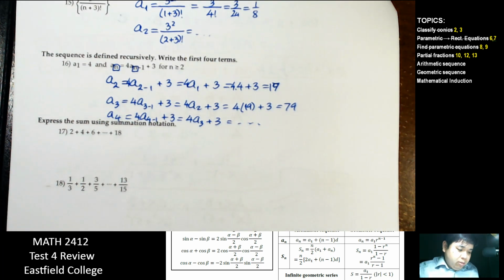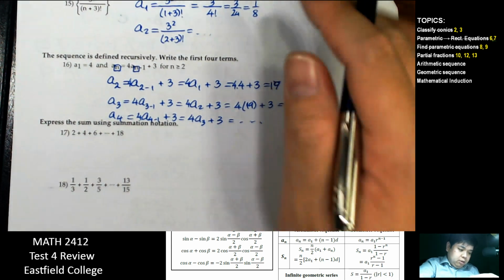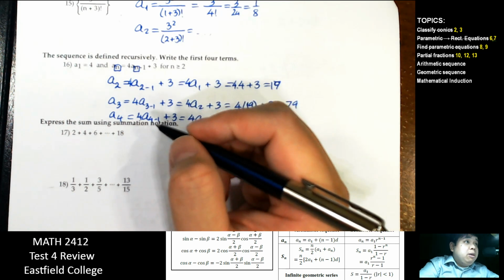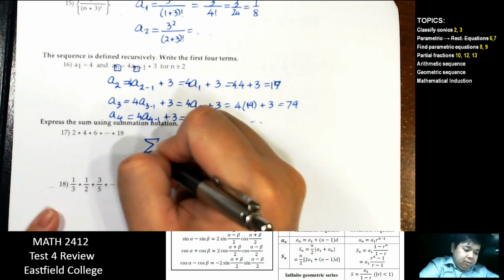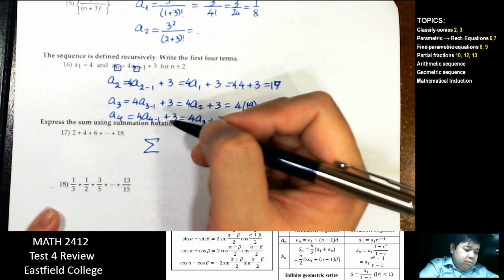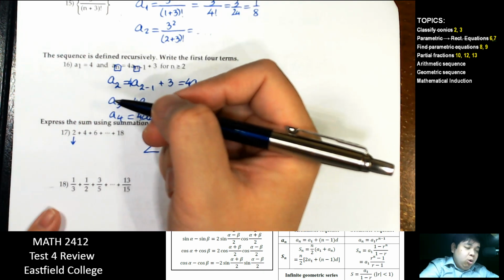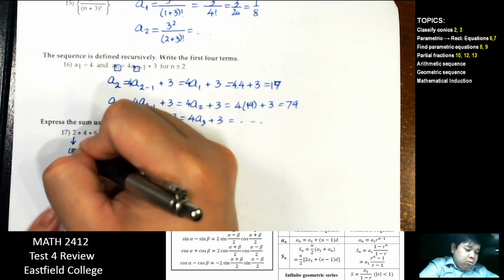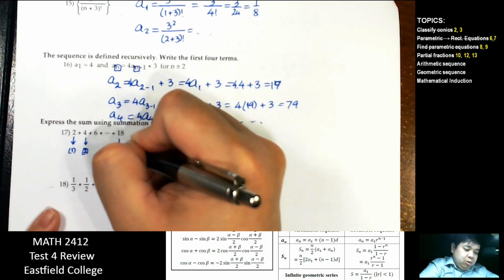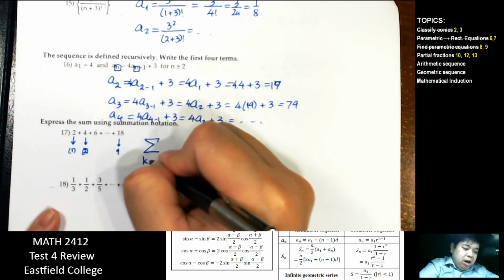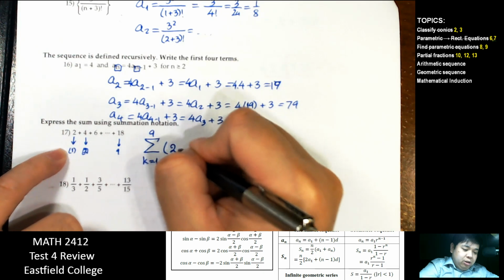Right. Express the sum using summation notation. We have from 2 to 8, all of them are even. So we will have a sum. This corresponds with the index being 1. This will go with 2. This is 9. So we go from 1 to 9, and each time we will have 2 times that.